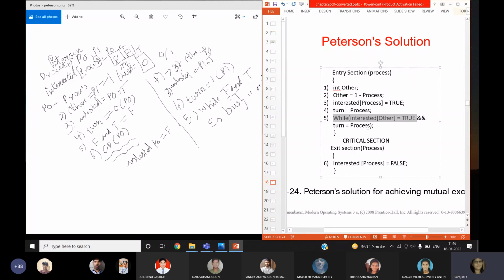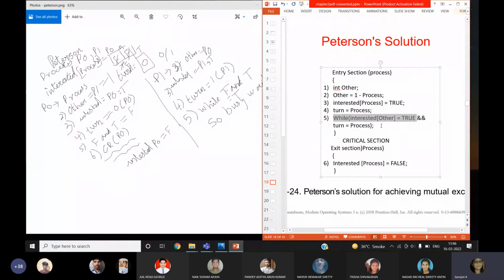Turn equal to process. Here turn equal to 0. What is process now? Process equal to 0, so turn equal to 0 will become true. So in the while loop, one condition became false and another became true. False and true became false. One more thing, as I said before, this while loop does not have a body, so we terminate here.